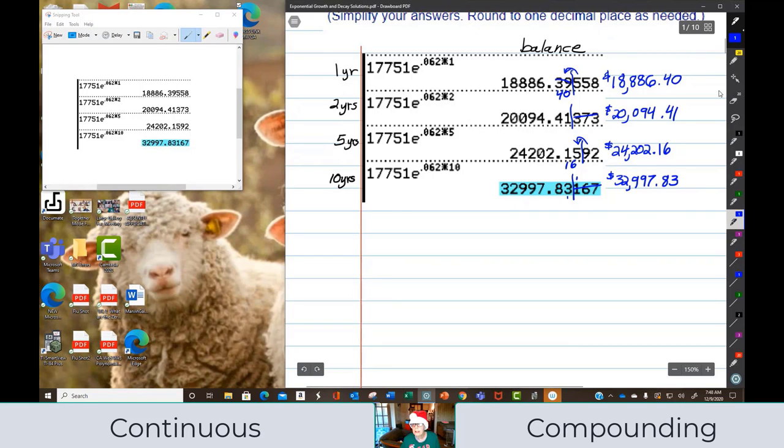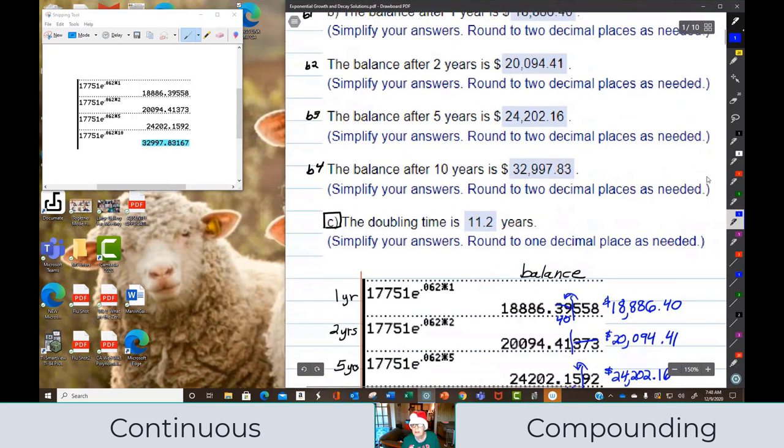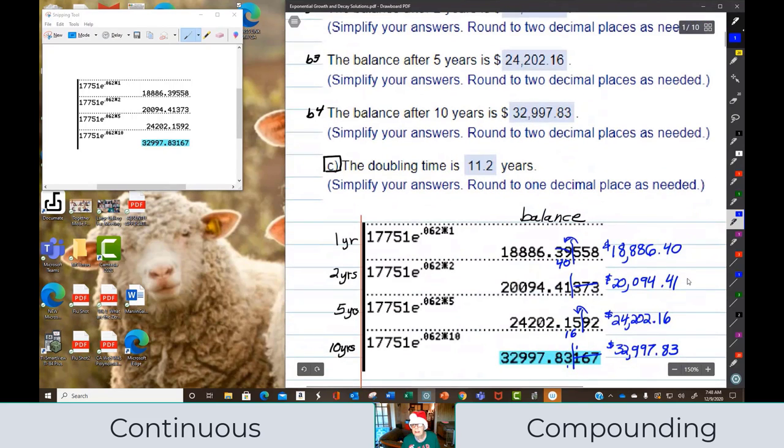Now we check and see if those are correct. $18,886.40, check. $20,094.41, yes. $24,202.16, yes. And $32,997.83, check. Okay, so you can see it's a simple calculator problem. You have to practice how to do it, but once you get it, you can do the calculator part really quickly.